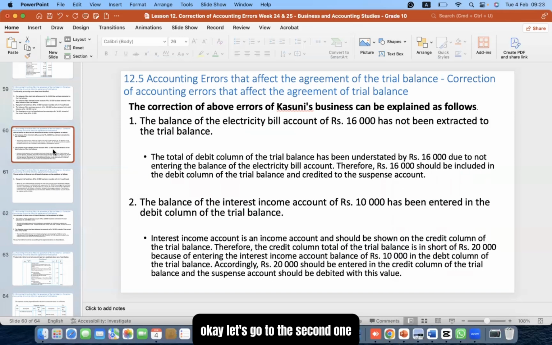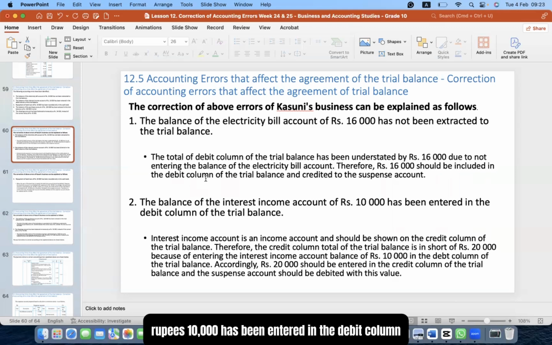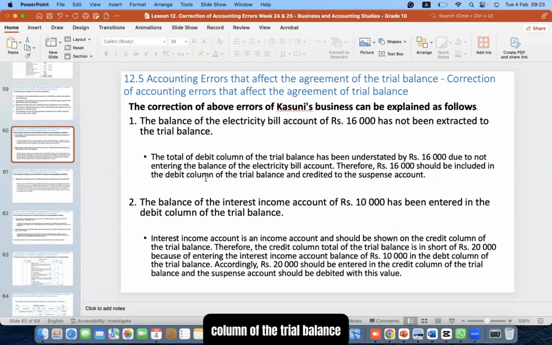Let's go to the second one. The balance of the interest income account, rupees 10,000, has been entered in the debit column of the trial balance. Hopefully, once you look at this, you should understand.